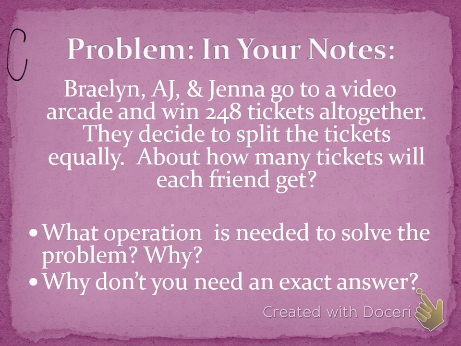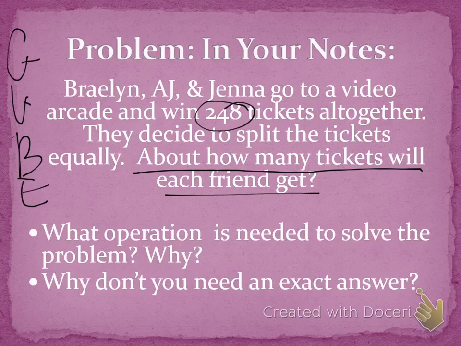So I want to make sure I cube my problem. So I'm going to go through and circle my numbers. I only see 248, so I'm going to start with that. But when I underline the question, it says about how many tickets will each friend get. So I need to know how many friends I'm talking about. I've got Braylon, AJ, and Jenna, so I've got 3 friends. So I'm going to write 3 down and circle it.